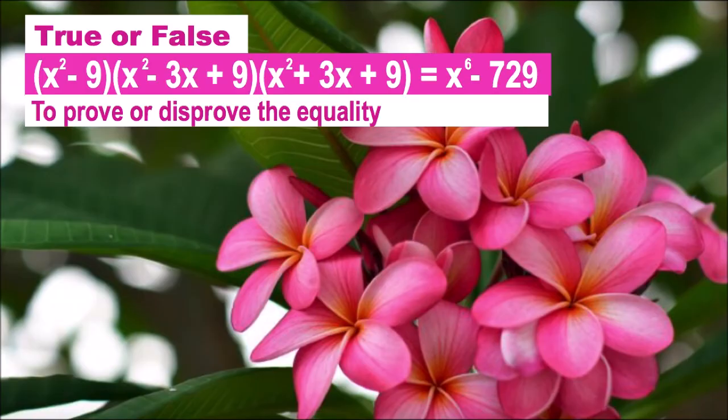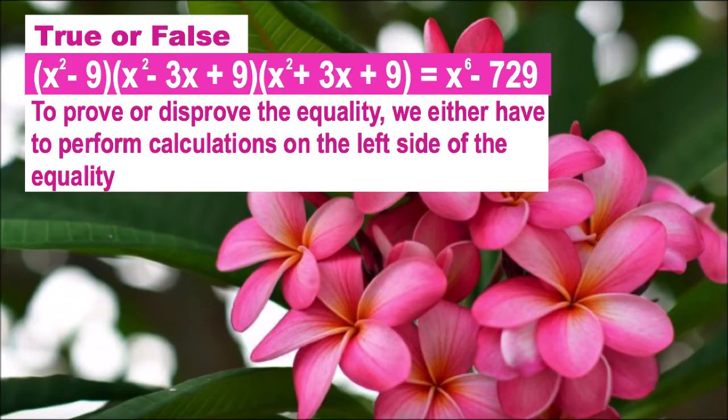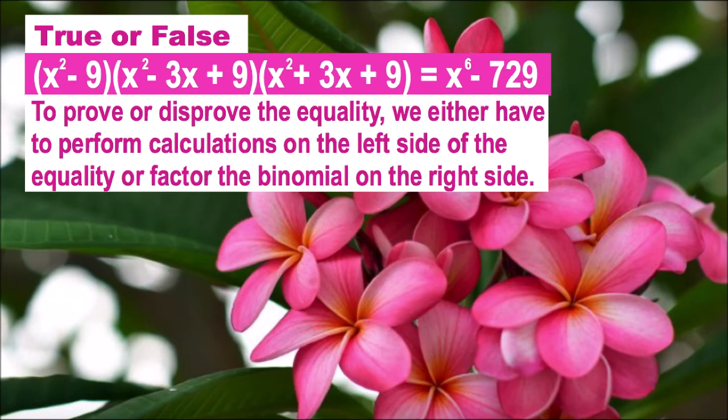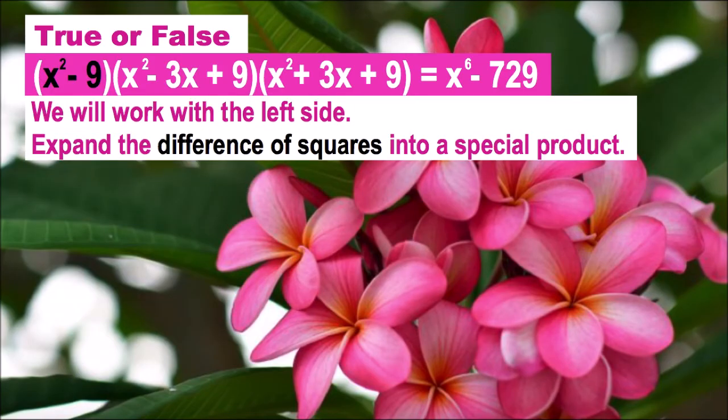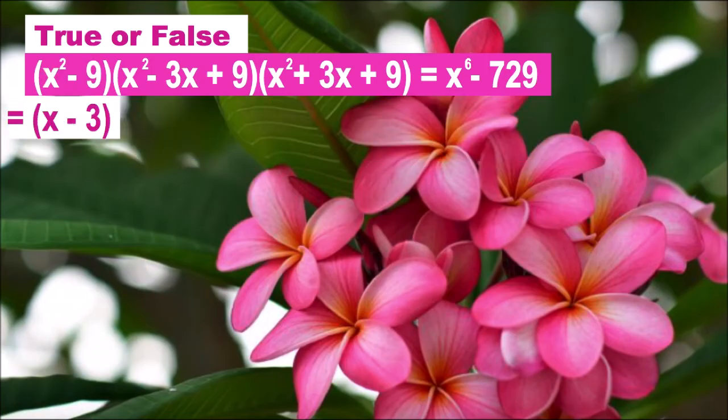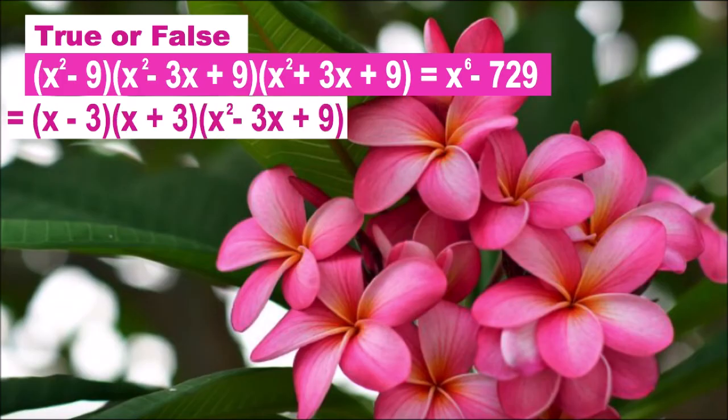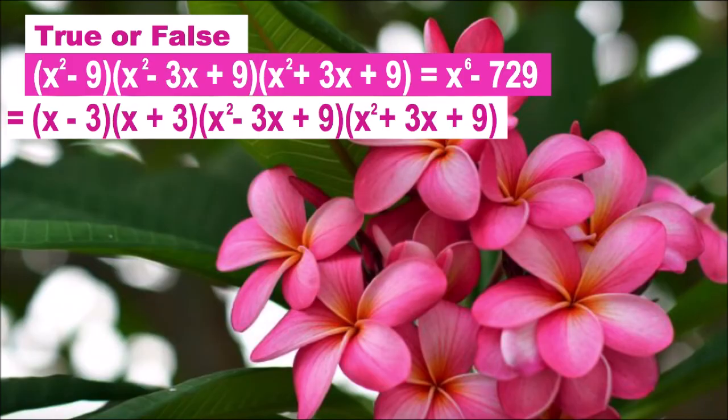To prove or disprove the equality, we either have to perform calculations on the left side of the equality or factor the binomial on the right side. Let's work with it on the left side. So expanding the difference of squares into a special product, x squared minus 9 is equal to x minus 3 times x plus 3 times x squared minus 3x plus 9 times x squared plus 3x plus 9.